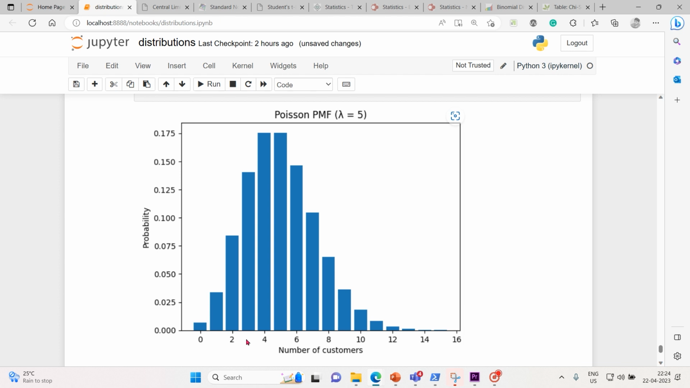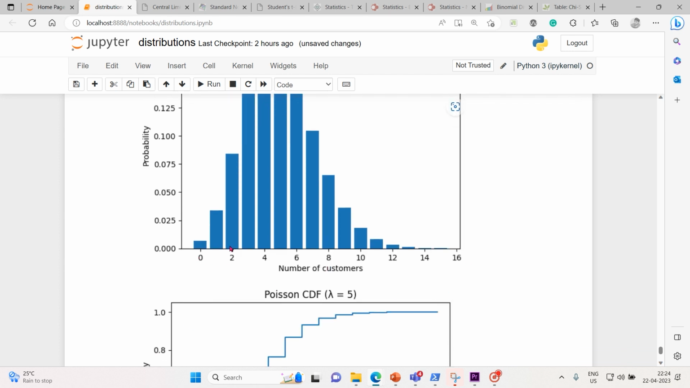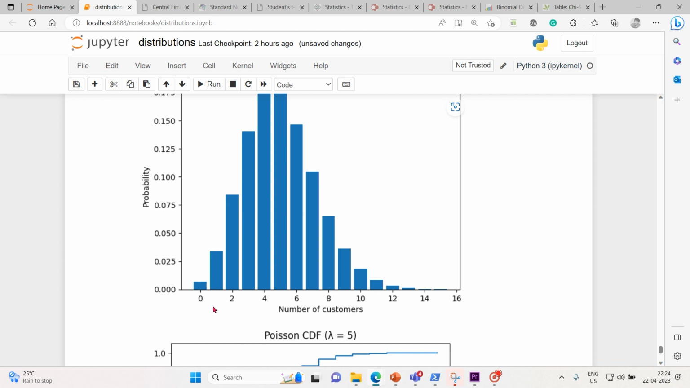It depends upon the number of customers. We want to see from 0 to 16. So what is the probability in that particular interval? What is the probability that 2 customers will enter? What is the probability that 6 customers will enter? What is the probability that 12 customers will enter? So that's what it's giving for the respective number of customers.